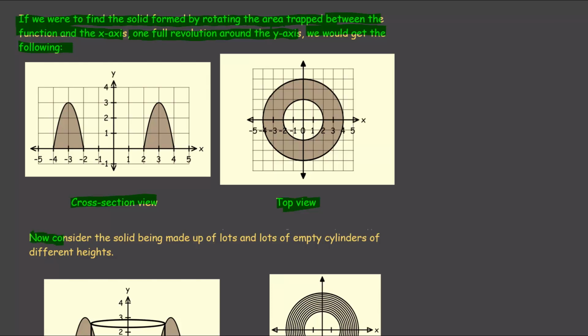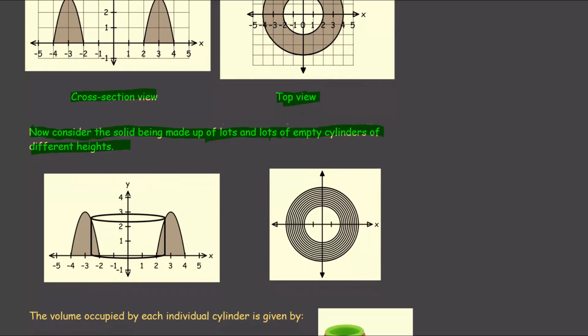So what we're going to do is now consider the solid being made up of lots and lots of empty cylinders of different heights. There's a cylinder drawn on this diagram here, but this view really shows it well, where you're looking down and you've got all these cylinders. And just like what we've done in the past with rectangles, we end up with an infinite number of infinitesimally thin rectangles, that's the idea here. We're going to end up with these infinitesimally thin disks.